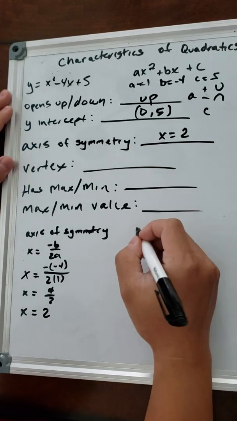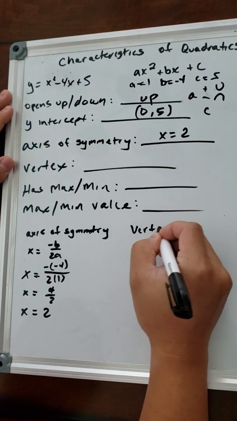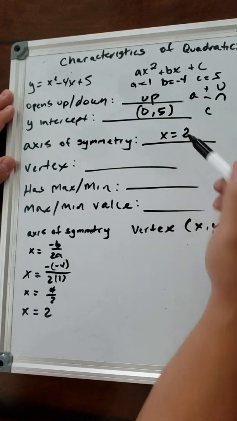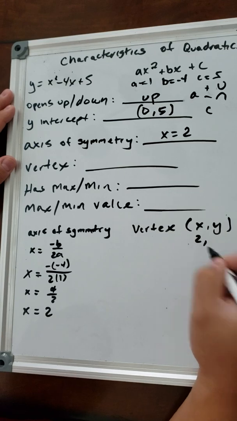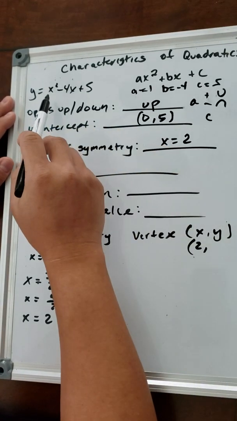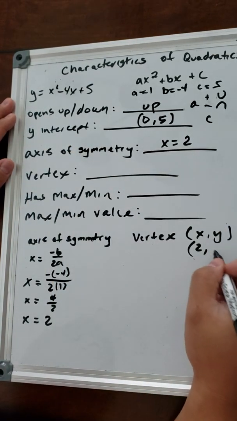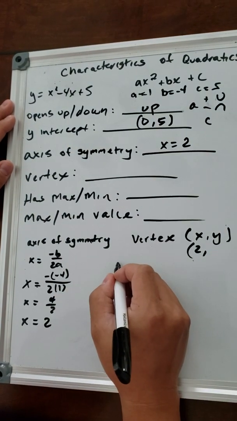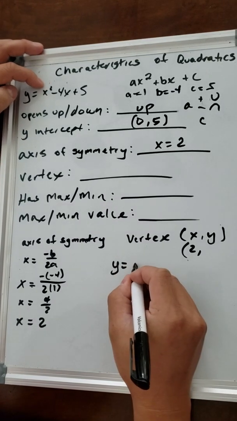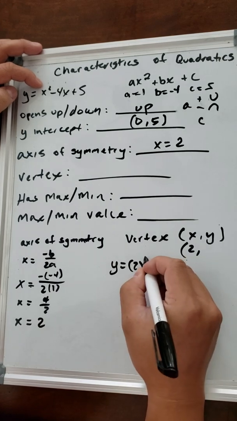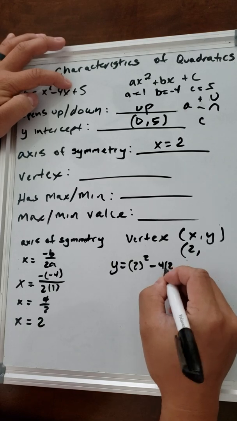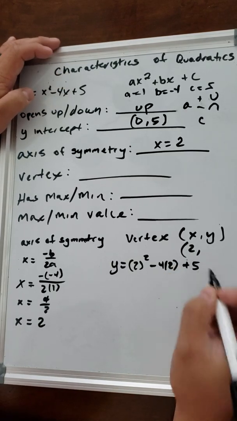Okay? Now, to find my vertex, your vertex is always going to be an x comma y. Well, I just found an x value. My x value for this is 2. So if I know my x value is 2, what I can do is take that, plug it into my equation, and find that missing y value, okay? So y in this case is going to equal, I'm going to plug it into here. So again, when I plug it in, I want parentheses, so I want the 2 in parentheses, squared, minus 4 times, again, I see another x, I'm going to put in that 2, and then plus 5, okay?